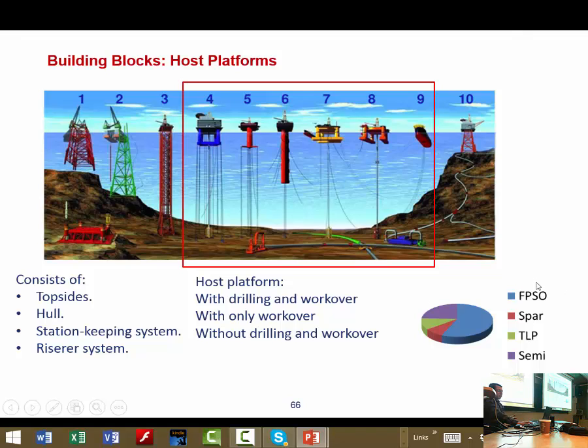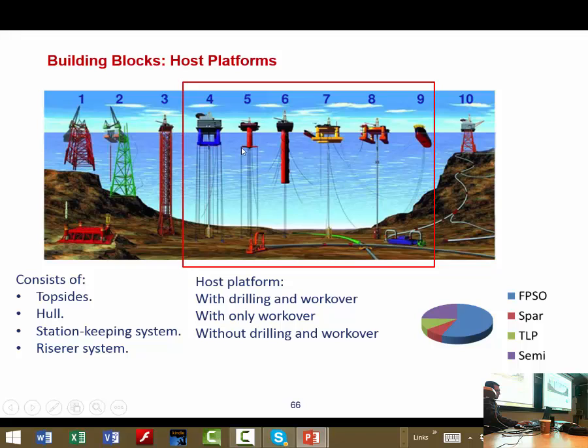And these are the typical types of floating production unit: FPSO, SPAR, TLP, and semi-submersible. Which number is the SPAR? So yes, these first two types are different versions of TLP, tension leg platform. 4 and 5.